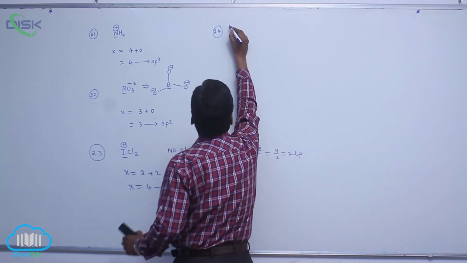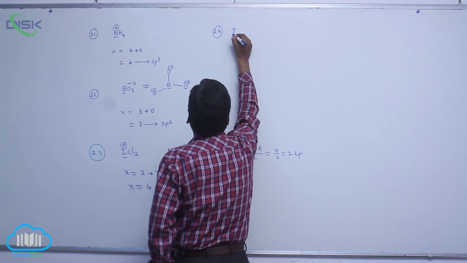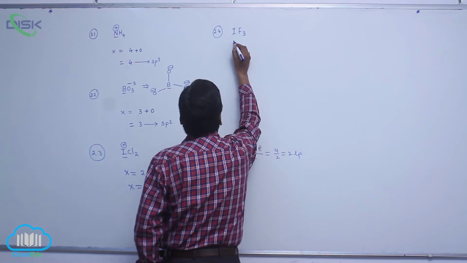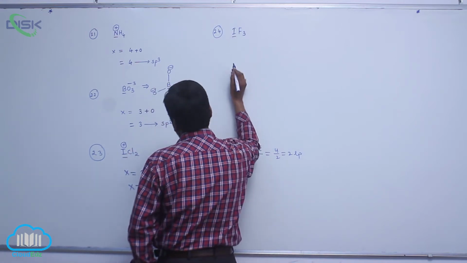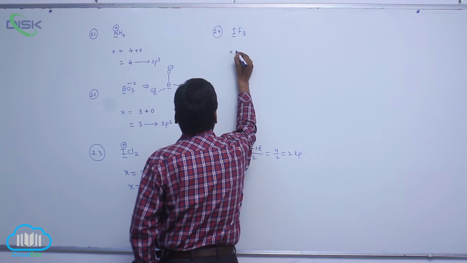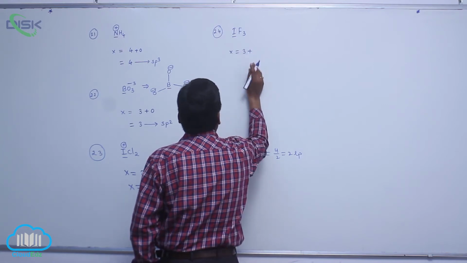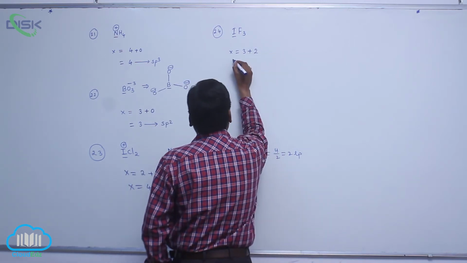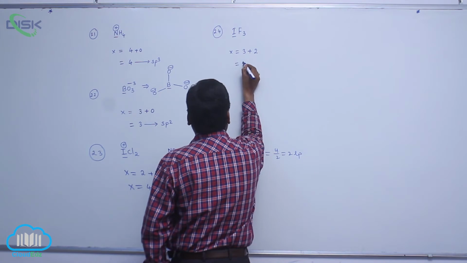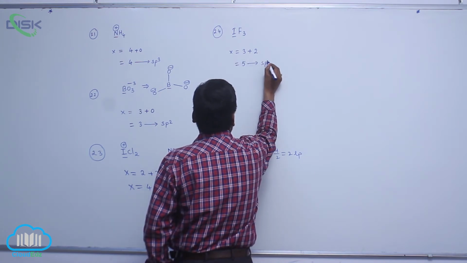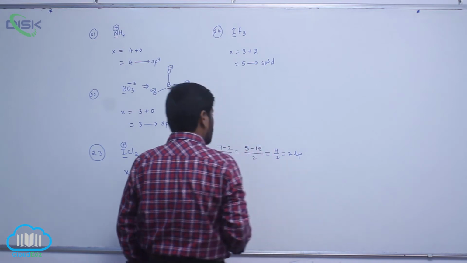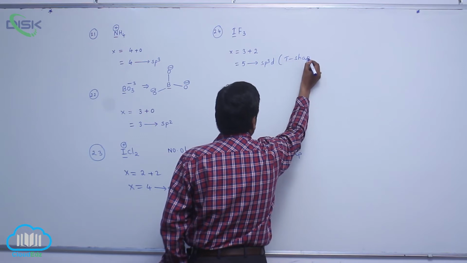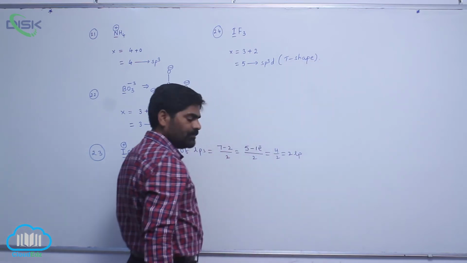The next one is IF3. Central atom is iodine. Then number of sigma bonds equals 3. So 7 minus 3, 4 by 2, 2. So therefore this equals 5, sp3d hybridization. So therefore it is V shape, T shape. Which shape is it? T shape.